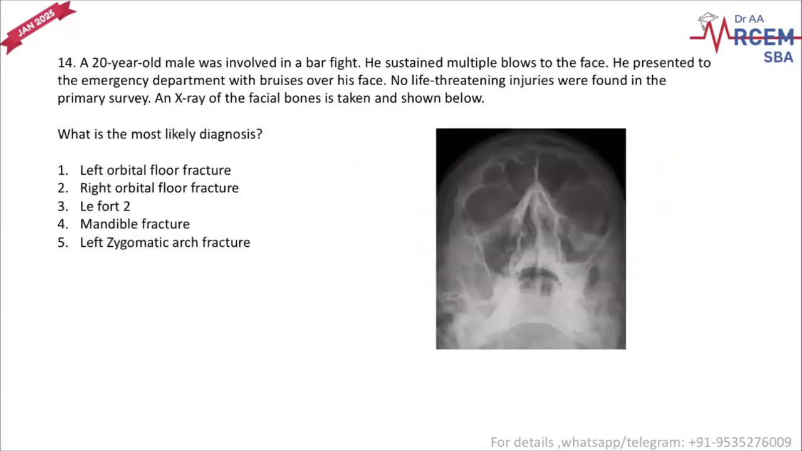A 20 years old male was involved in a bar fight. He sustained multiple blows to the face. He presented to the ED with bruises over the face. No life-threatening injuries were found in the primary survey. X-ray of the facial bones is taken and shown below. What is the most likely diagnosis?